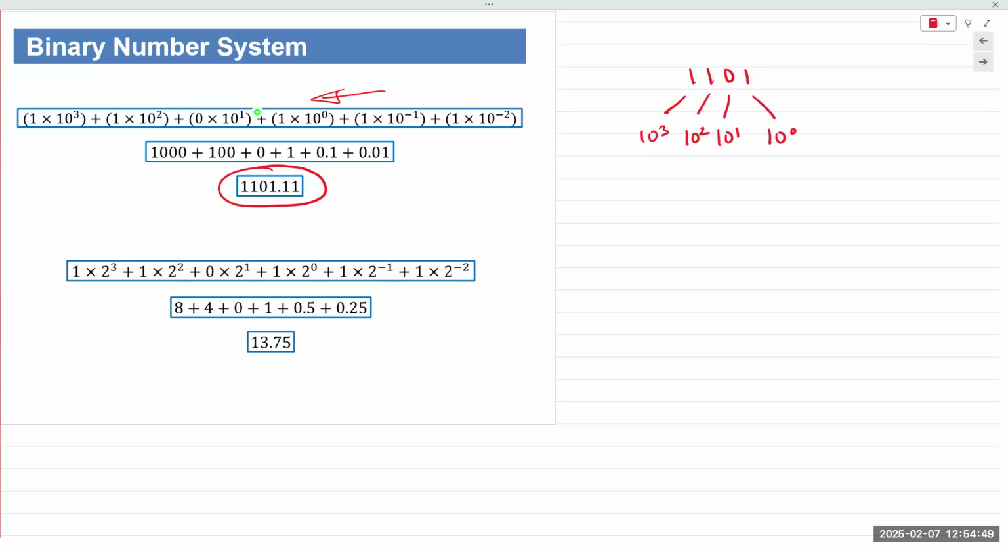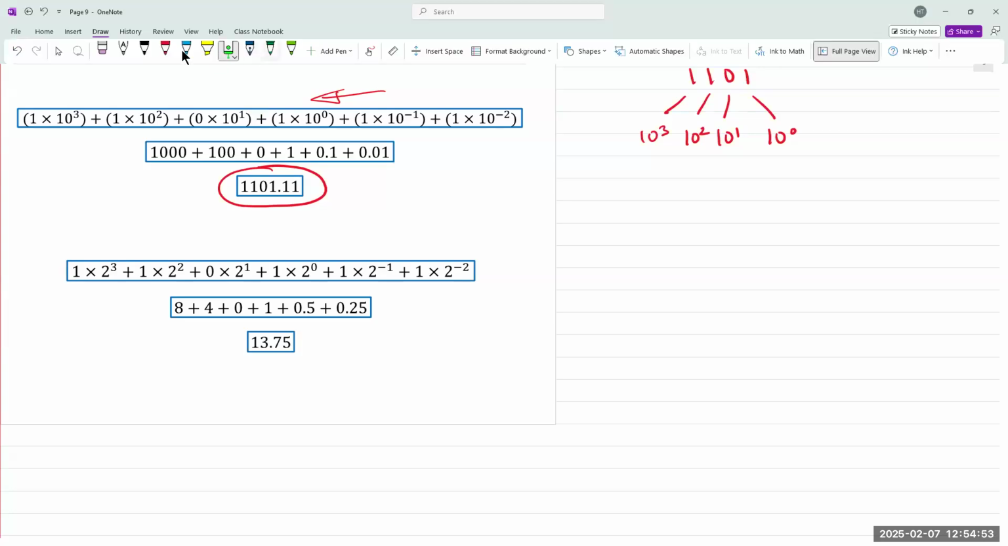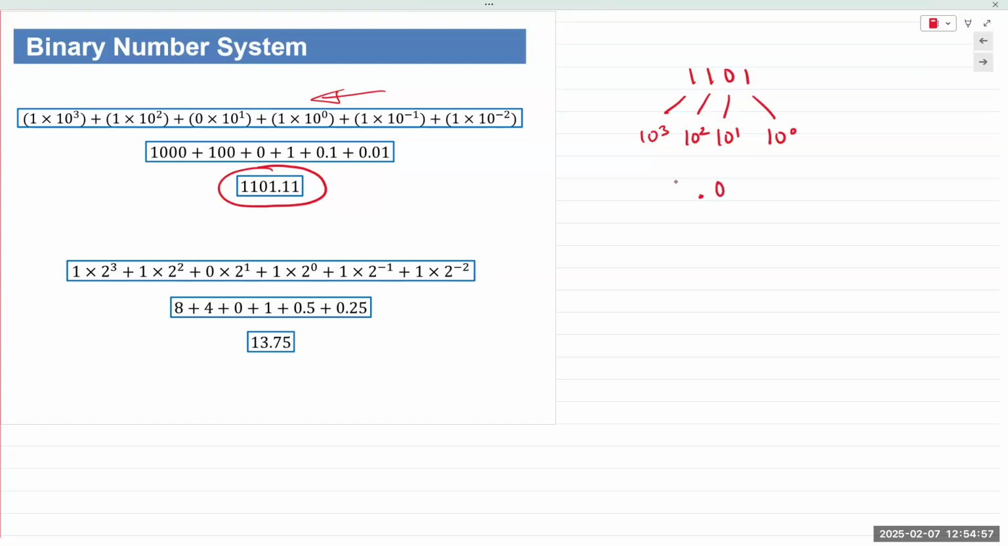And the decimal side, 0.01, 0.11, would require 10 raised to minus 1, 10 raised to minus 2, and so on and so forth. And so you get 0.1 and 0.01, so on towards the right, and here towards the left.